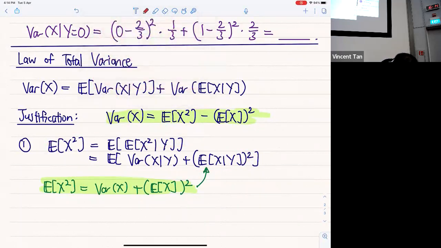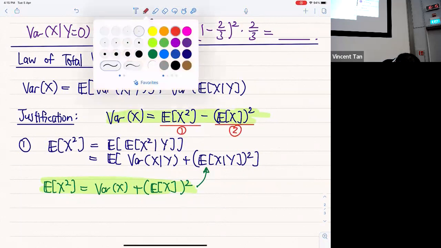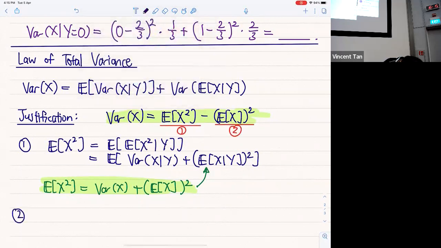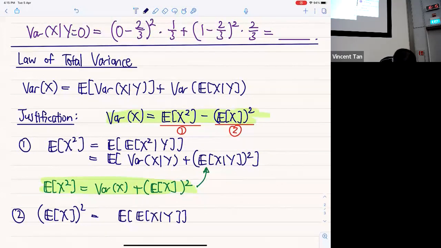So this term here, let's say, is term number 1, and then this is term number 2. The term number 2, very easy. The term number 2 consists of expectation quantity squared. But by the law of iterated expectations, this is the expectation value of X given Y, and further averaged over Y, squared.